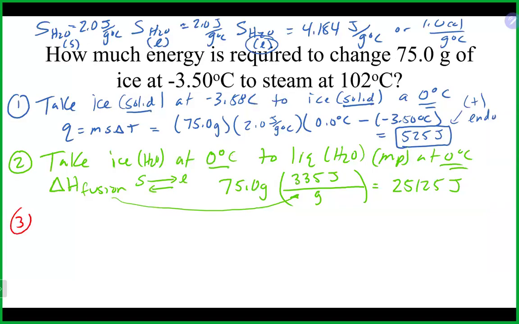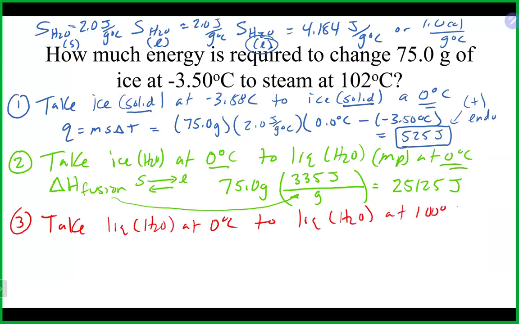So we're going to take liquid water at 0 degrees Celsius to liquid water at 100 degrees Celsius. Once again here we are changing the temperature, but it is the exact same phase all the way through. All the way through that line that goes up, it is liquid water. So that is going to be our Q equals m s delta T. And here we'll put in our numbers.